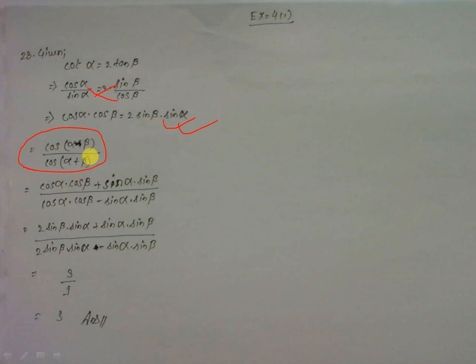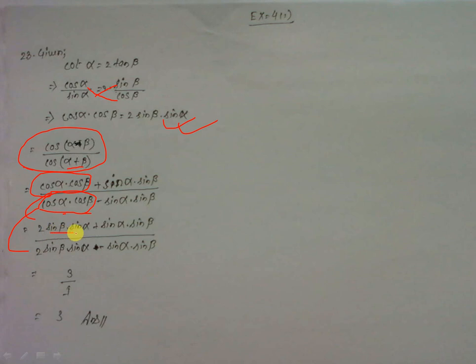Now the expression you take, cos alpha minus beta over cos alpha plus beta. So the formula cos A minus B is cos A cos B plus sin A sin B, and cos A plus B formula is cos A cos B minus sin A sin B. Now see, cos alpha cos beta equal to 2 sin alpha sin beta, so you put this value here. Similarly this one you put here.